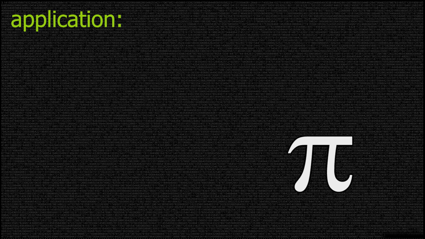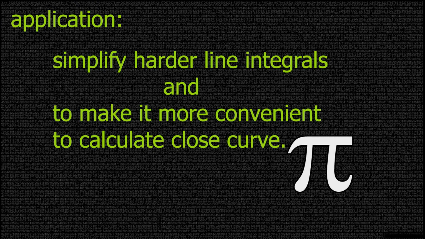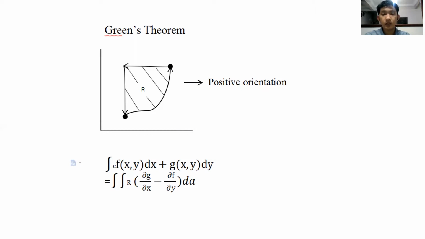So Green's theorem is made to simplify harder line integrals and to make it more convenient to calculate closed curves. So here is the equation of Green's theorem. The line integral over C of f(x,y) dx plus g(x,y) dy equals the double integral over R of the partial derivative of g with respect to x minus the partial derivative of f with respect to y, dA, which is the area.